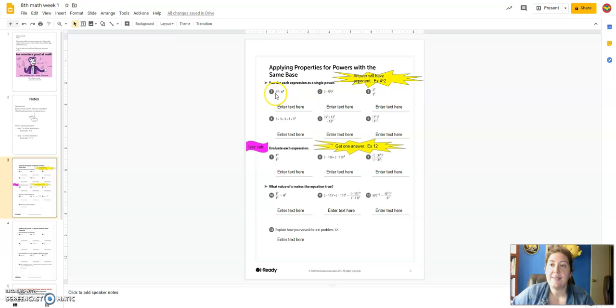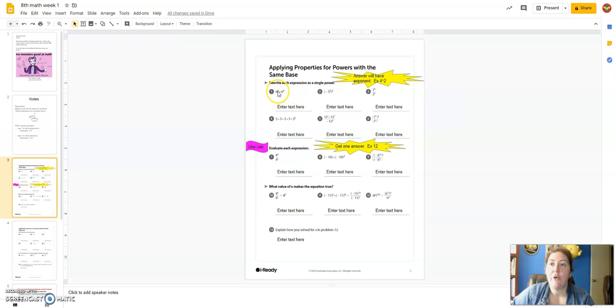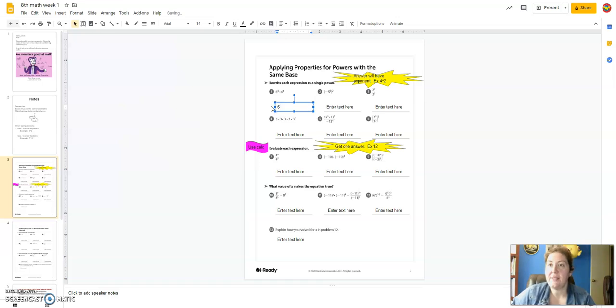So we've got 6 to the 4th and 6 to the 4th. If I go back to my notes page, I'm multiplying my bases, so I'm going to add my exponents. So I'm going to have to think 4 plus 4. My base stays the same, so my base is still 6, and I'm going to raise my 6 to the 8th power. 4 plus 4 gives me 8. So my answer is 6 to the 8th power.